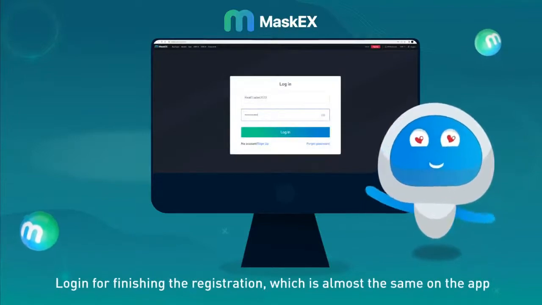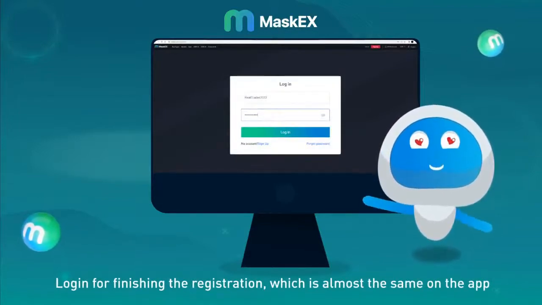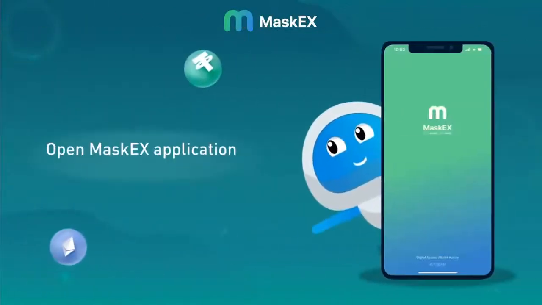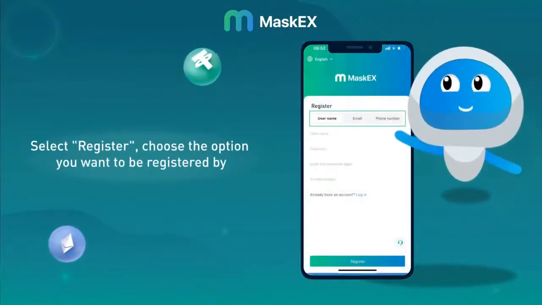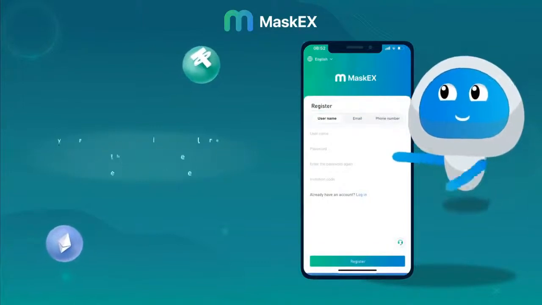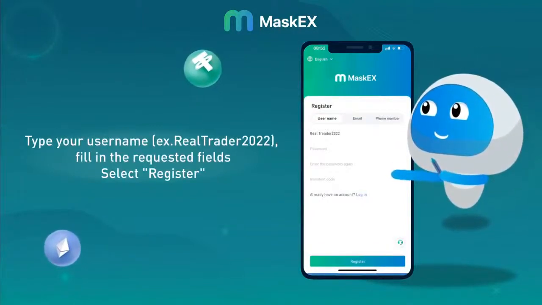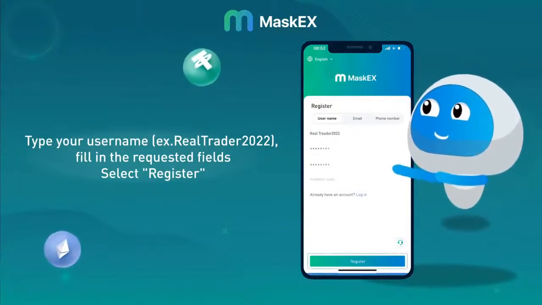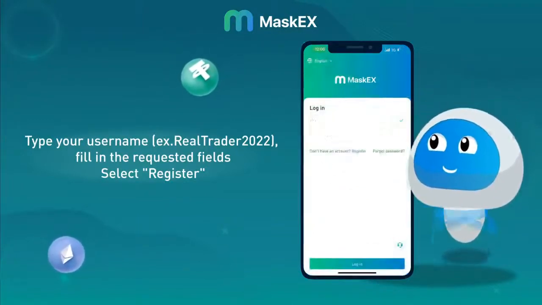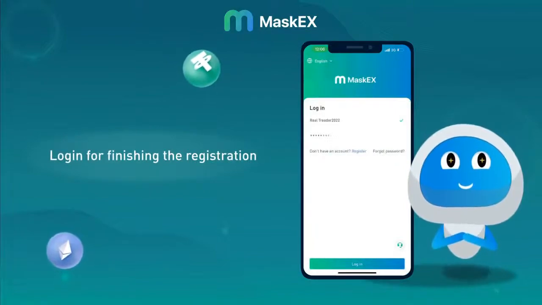Log in for finishing the registration, which is almost the same on the app. Open the MaskX application. Select register. Choose the option you want to be registered by. Type your username as Real Trader 2022. Fill in the requested fields. Select register. Log in for finishing the registration.